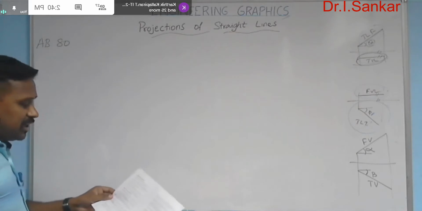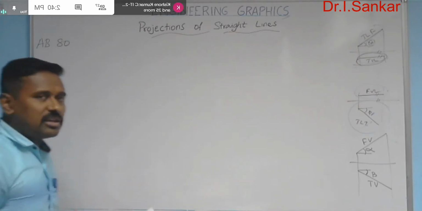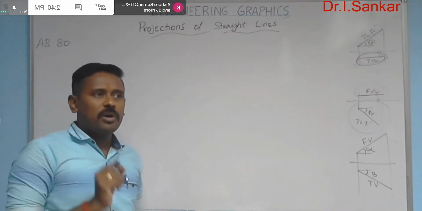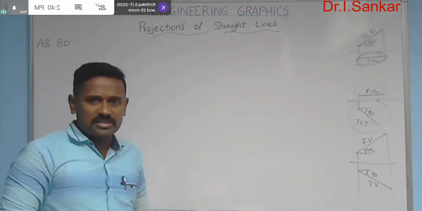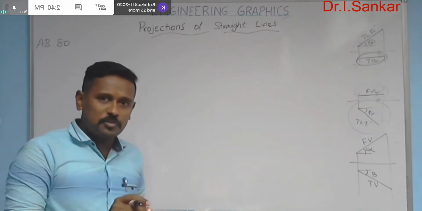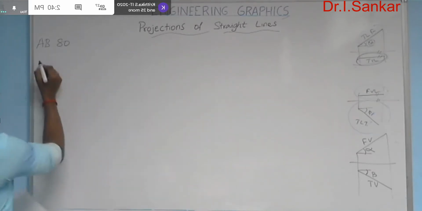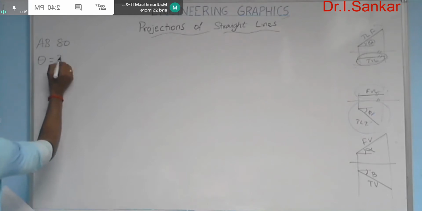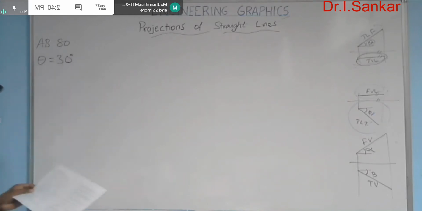It is 30° to HP. By which notation can you mark this 30°? It is inclined to HP, so you can use theta. Theta is 30° to HP.